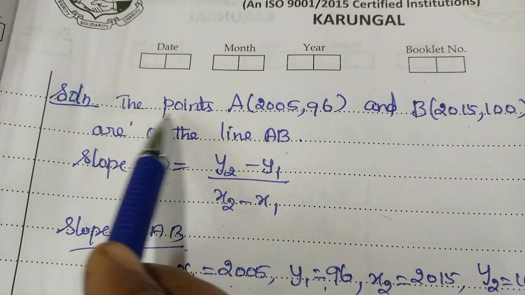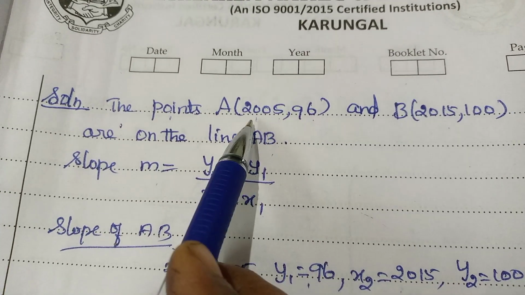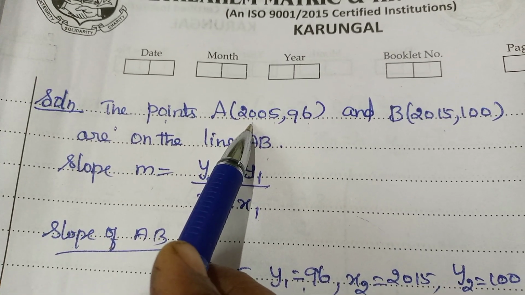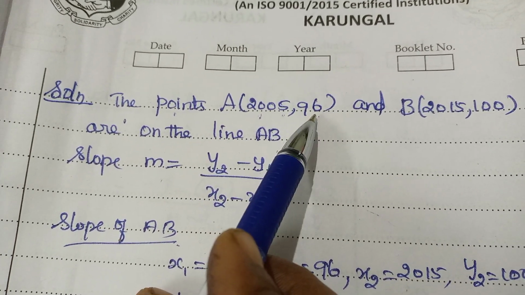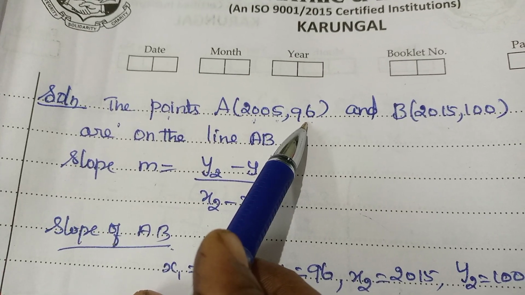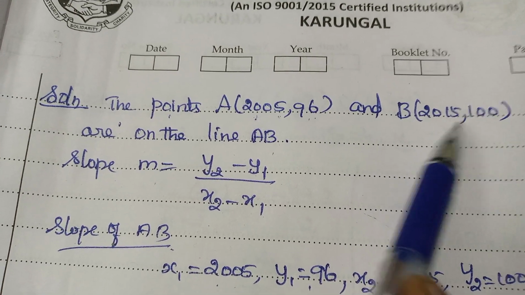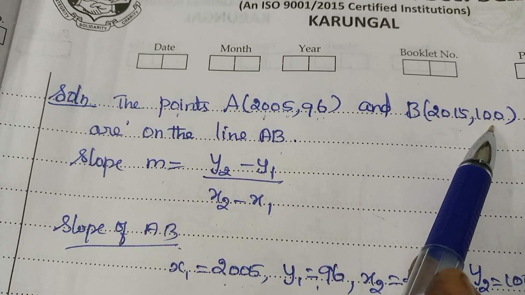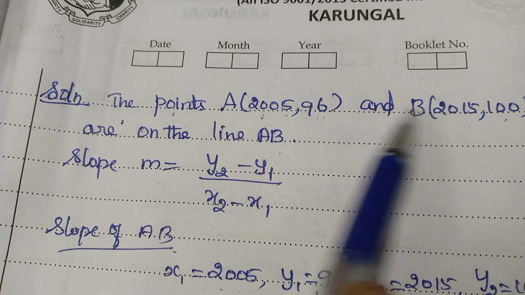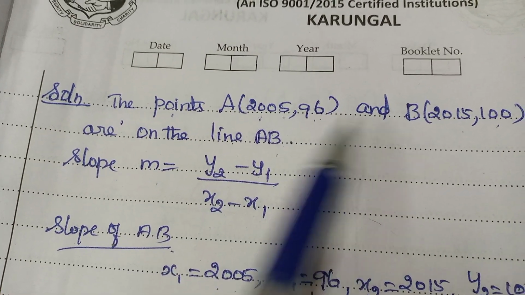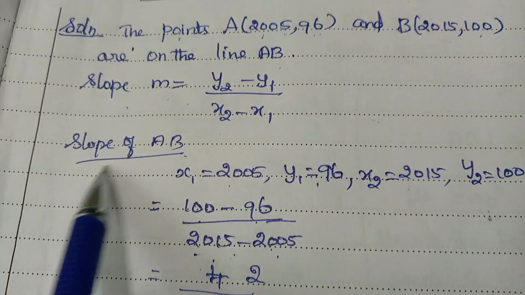Listen, the point A is (2005, 96). What is meant by this? So 2005 means in the year 2005 there is a population of 96 crores. In the same way, point B is 2015, and 100 is the population in crores. Okay, line AB is given.